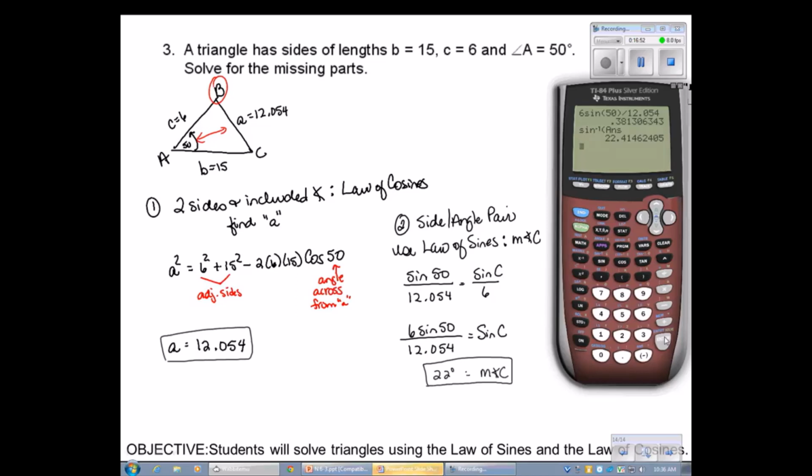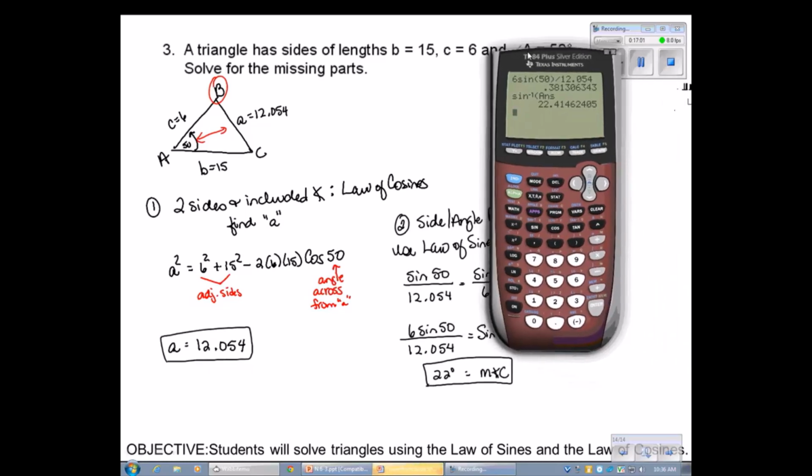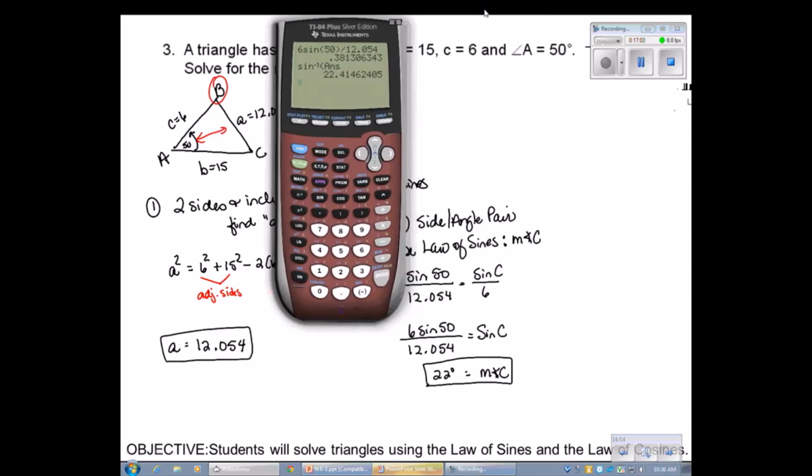And once I have the measure of angle C, then it's very easy to find the measure for angle B. Move my little calculator out of your way. So to get the measure of angle B, it's just 180 minus 50 plus 22. So the measure of angle B is, I believe that's 108.